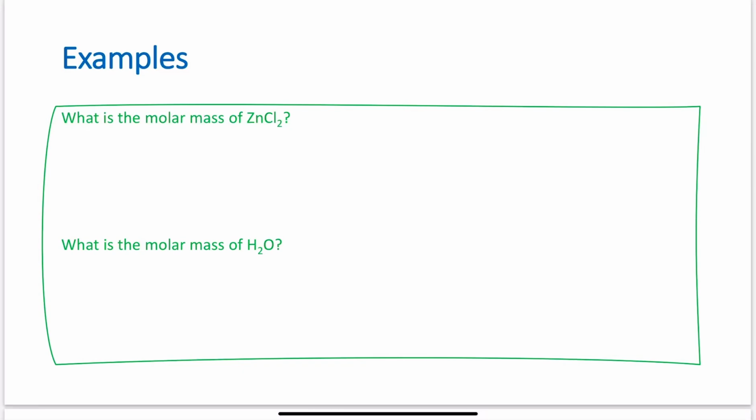So we've learned about molar mass and the mole and some simple calculations with the mole. Let's go ahead and put some more of this to practice. First up, what is the molar mass of zinc chloride? ZnCl2 is the formula for zinc chloride.